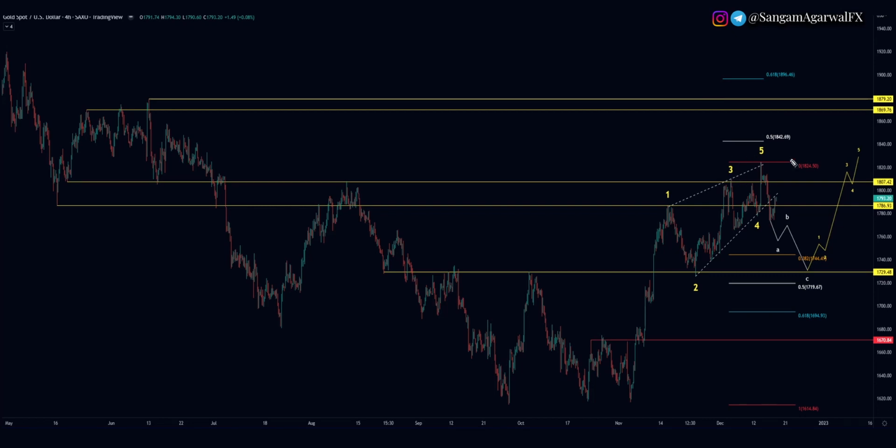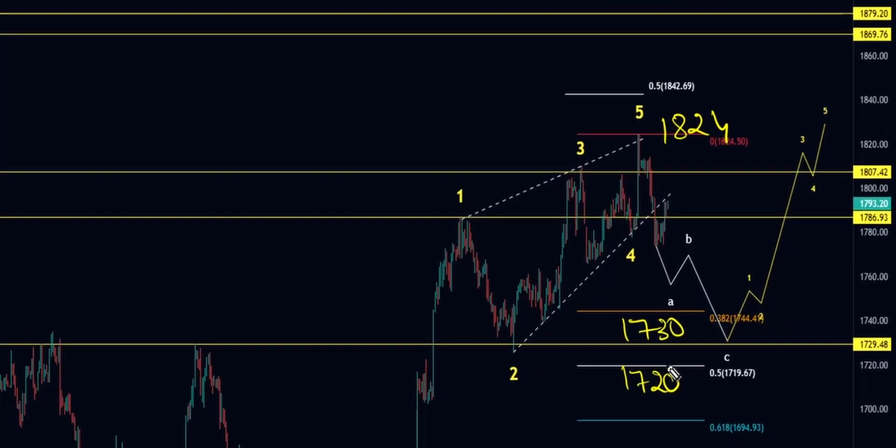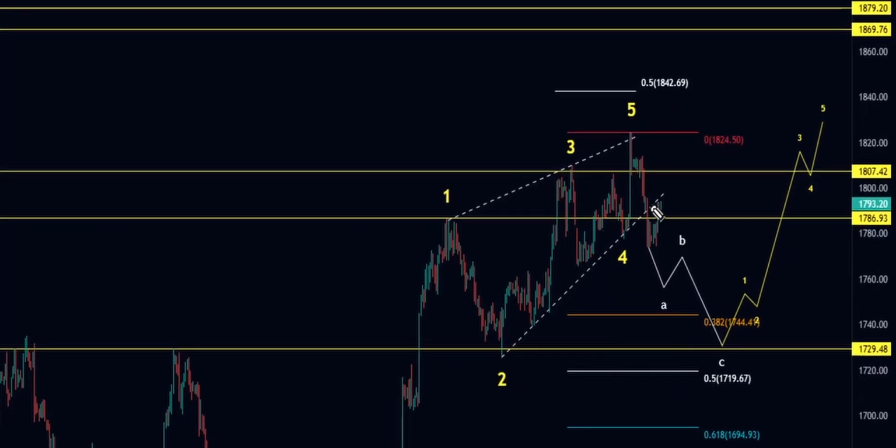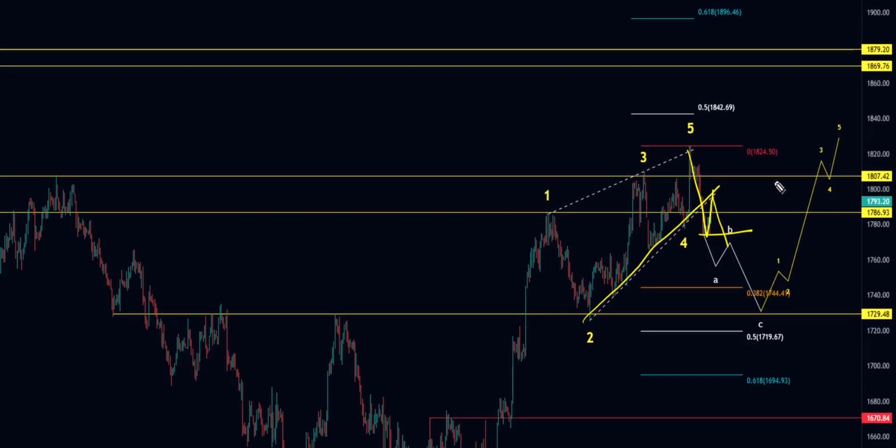So this time frame, 1824 is your resistance, and 1730 and 1720 is your support level. And after breakout and retest of this lower trend line, price can make a new lower low this week.